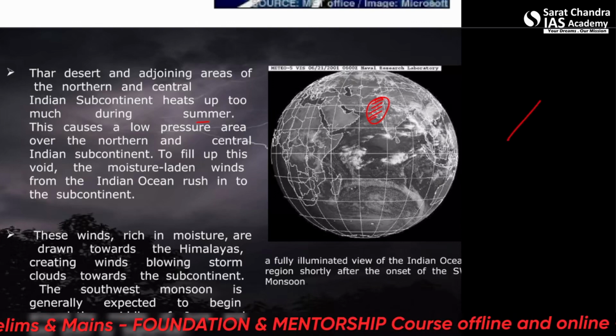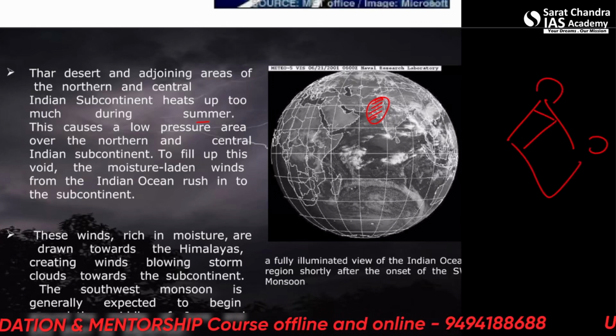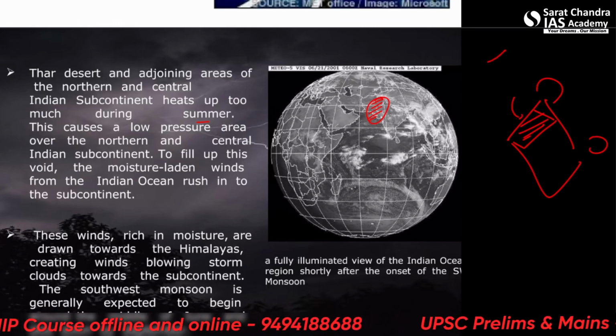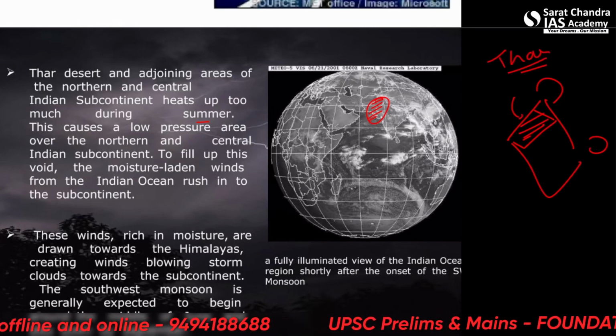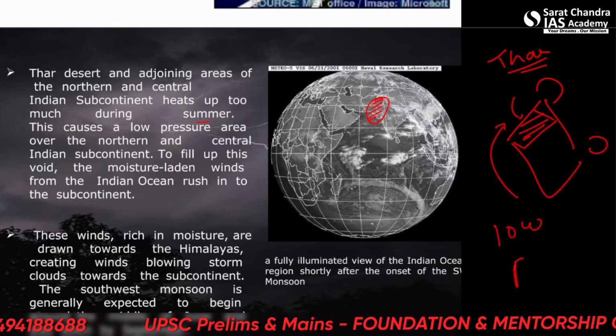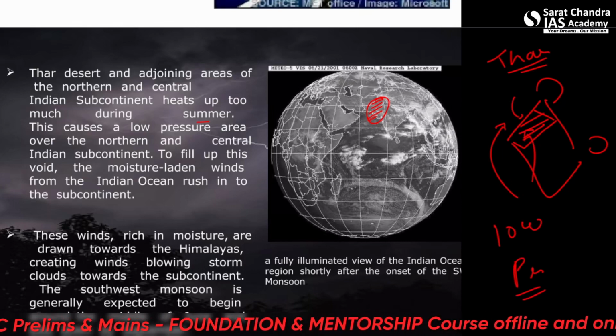So we all can see, again let's say this is India. So this area, the Thar Desert that is in Rajasthan, is much heated, and it will create a low pressure area here. So it will attract these winds coming from the monsoon.